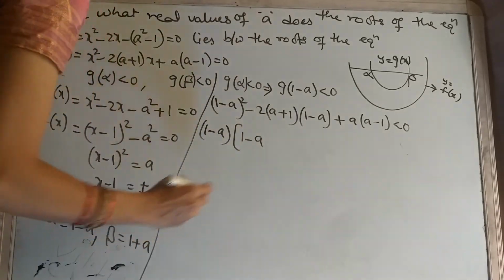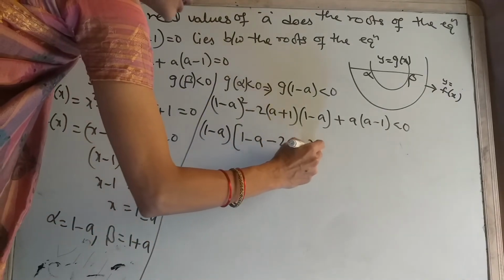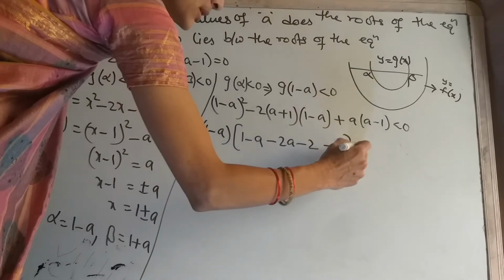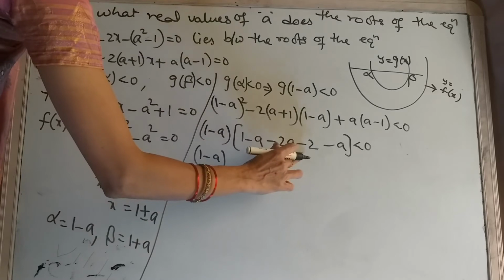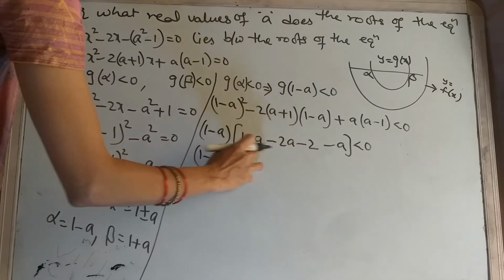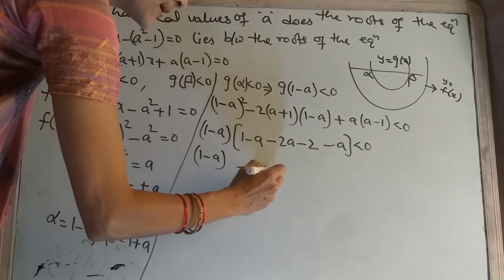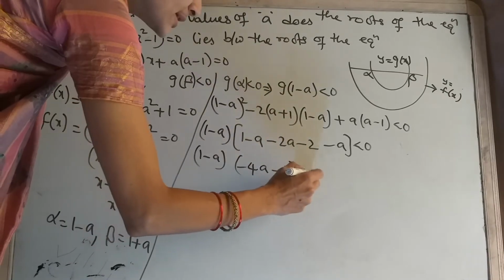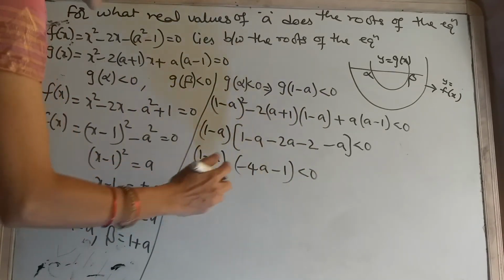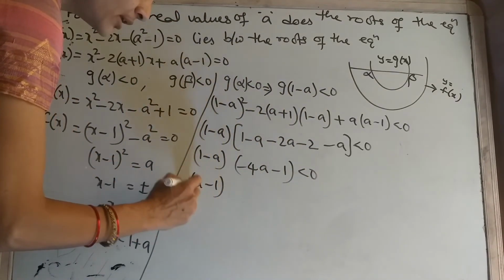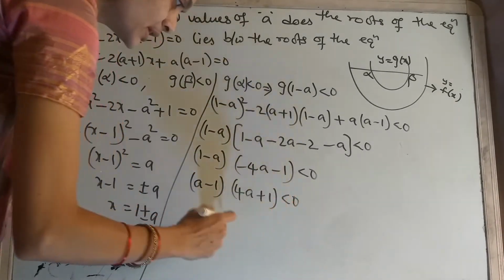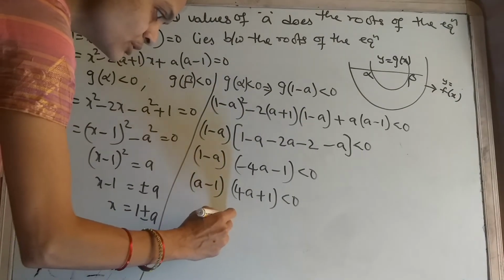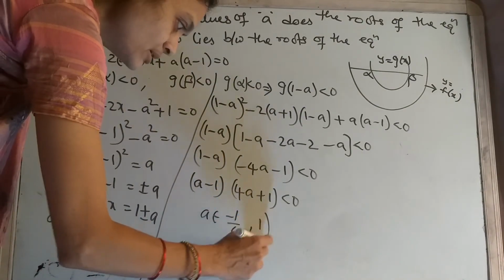Again one more: 1 minus a minus 2a minus 2, here minus a is less than 0. So 1 minus a, and here you simplify: minus 2a minus a minus a, minus 4a minus 1 is less than 0. Here you take minus common, and here also, then what you get? a minus 1, and here 4a plus 1 is less than 0. Then here a belongs to (minus 1 by 4, 1).